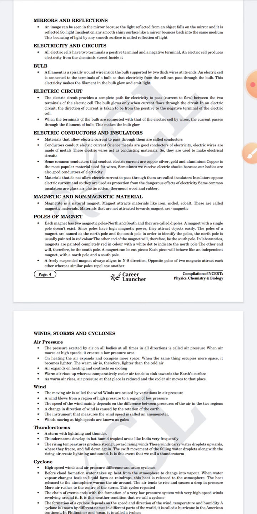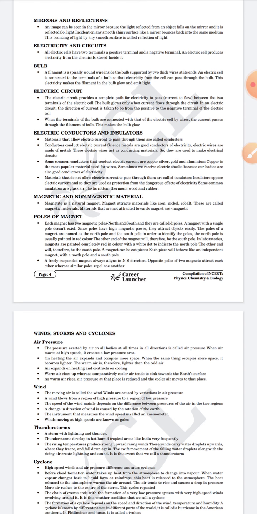Electric conductor and insulator. Materials that allow electric current to pass through them are called conductors. Metals are good conductors of electricity. Electric wires are made of metal. These electric wires act as conducting material, so they are used to make electric circuits. Some common conductors are copper, silver, gold, and aluminum. Copper is the most popular material used for wire. Sometimes we receive an electric shock because our body is also a good conductor of electricity.